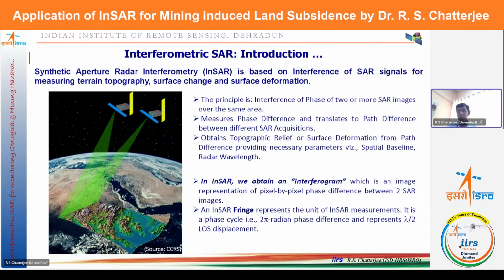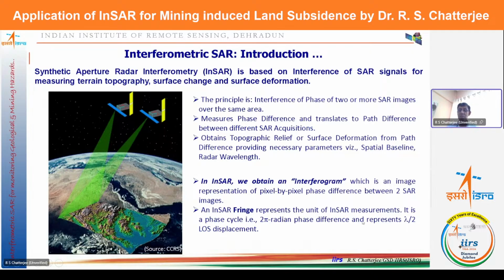But in the case of differential interferometry, where we are using this interferometric phase difference only for land surface deformation, here this phase difference is a function of only the wavelength of the radar. And you know, this is 2 pi radian phase difference over 1 fringe. In a differential interferogram that represents only lambda by 2 displacement along the line of sight of the radar.